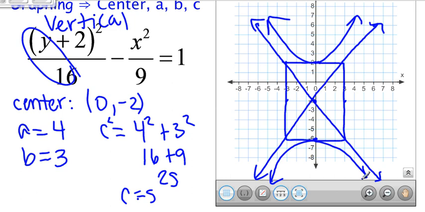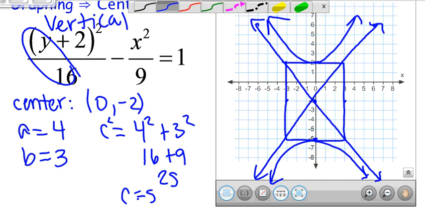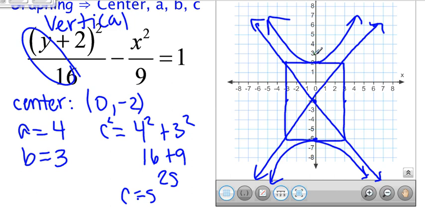like that. And if we add our foci in there, we're adding plus or minus 5 to those y values from our center point. So 1, 2, 3, 4, 5. Those green points there would be our foci. And that's the hyperbola.